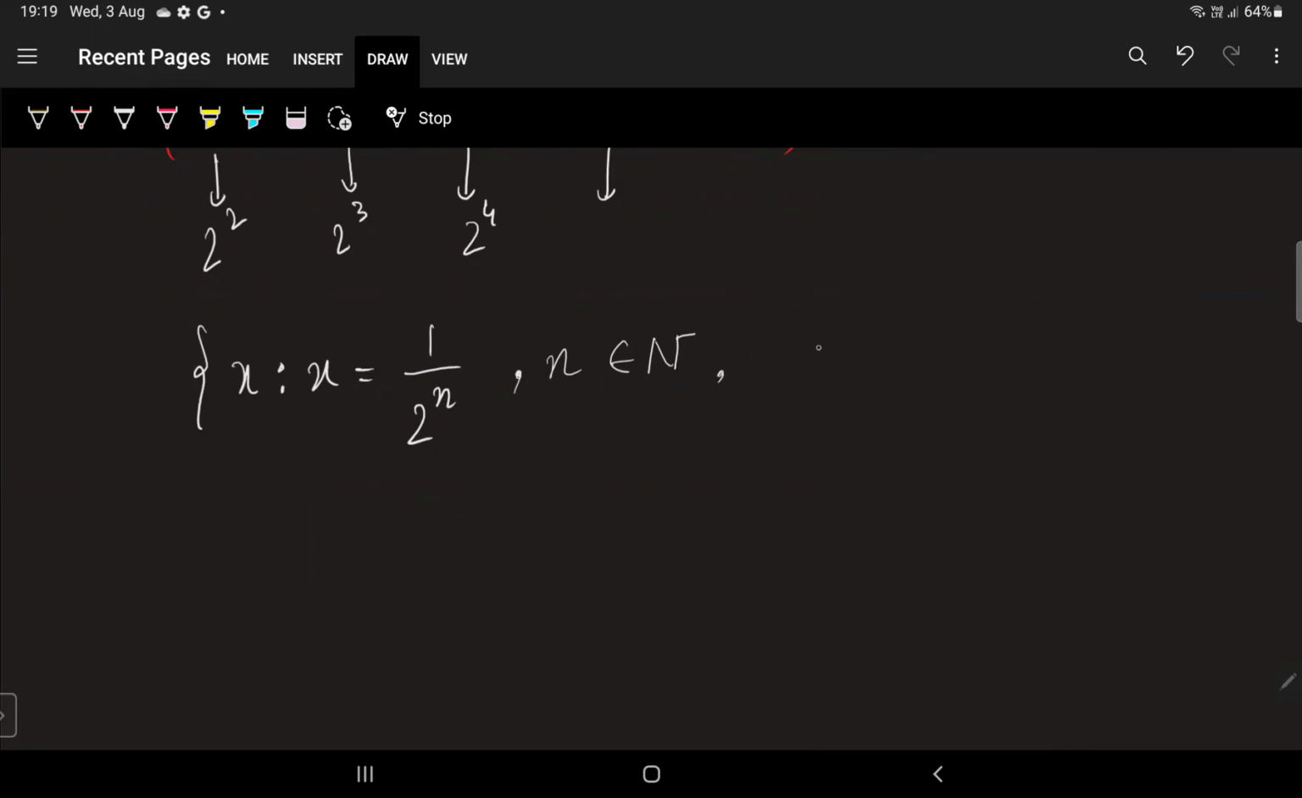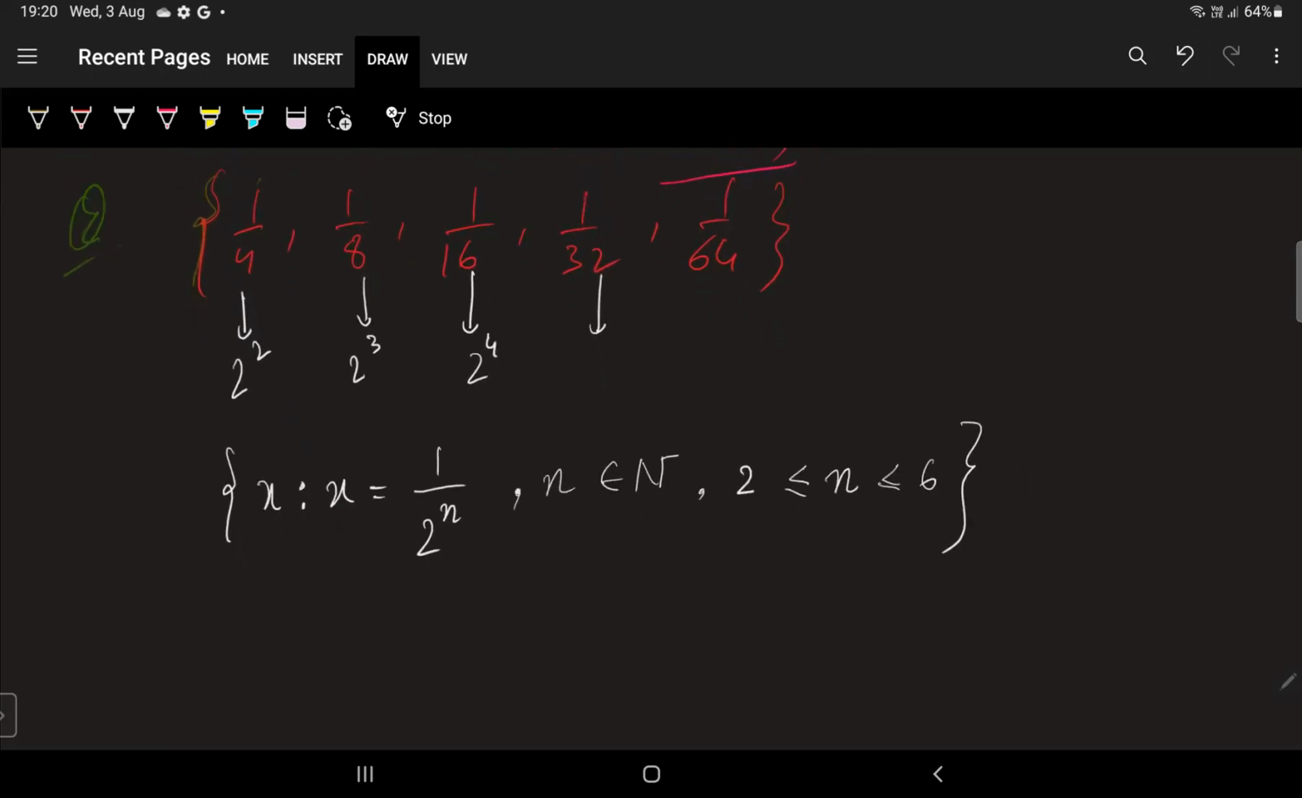Wait, sir. Go on. Sorry, sir. 2, sir. Not 3, sir. 2 is lesser than or equal to n, and n is lesser than or equal to 6. Okay, correct.